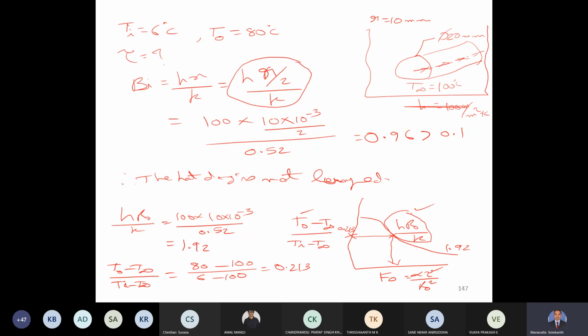See, the hR naught by K is 1.92. We have a curve of 2. So you have curve of 2 and curve of 1.5. Somewhere in between you can take it approximately. That will be hR naught by K. And 0.213 is there. That's the ratio of the temperature differences on the y-axis. So you can also do that approximately.